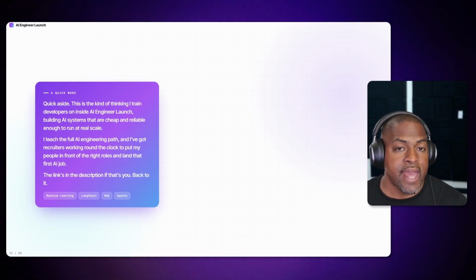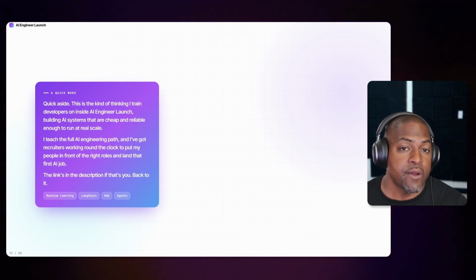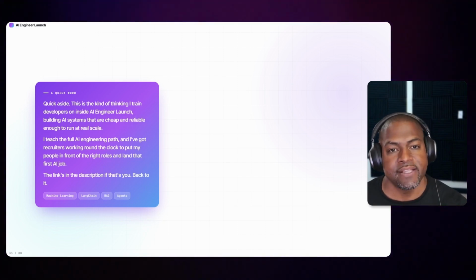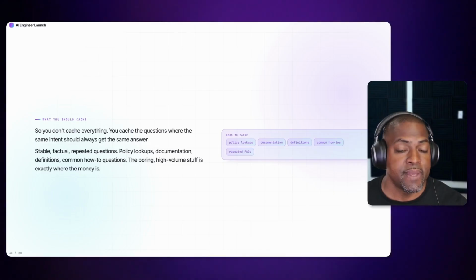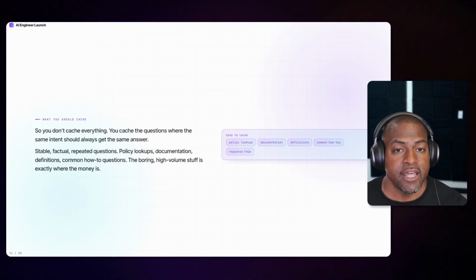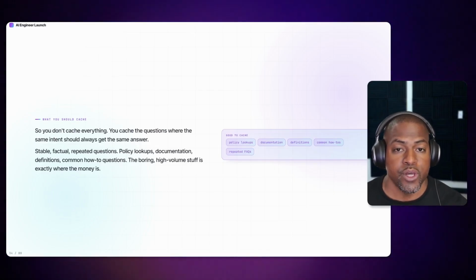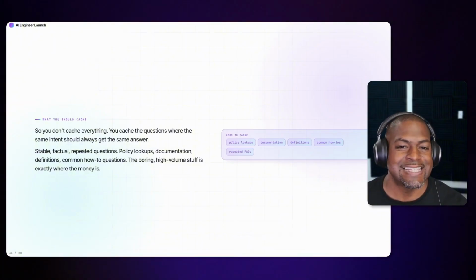Back to it. So you don't cache everything. You cache the questions where the same intent should always get the same answer. Stable, factual, repeated questions: policy lookups, documentation, definitions, common how-to questions. The boring high-volume stuff is exactly where the money is.